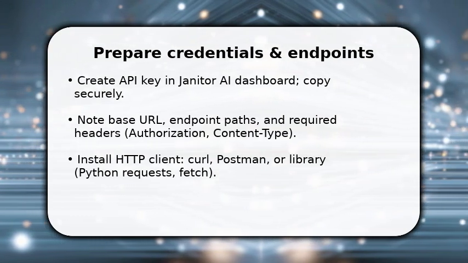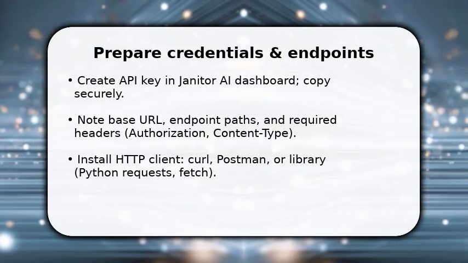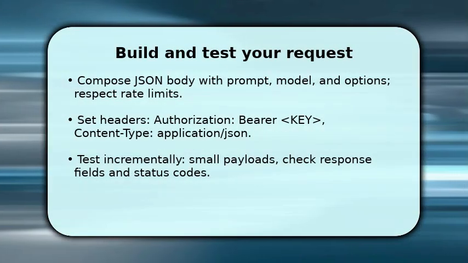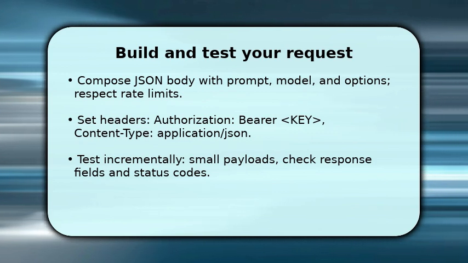Now construct the request body and test. Begin with a minimal JSON payload, model, prompt, and any controls like temperature or max tokens. Use the authorization header with bearer plus your key and set content type to application/JSON.